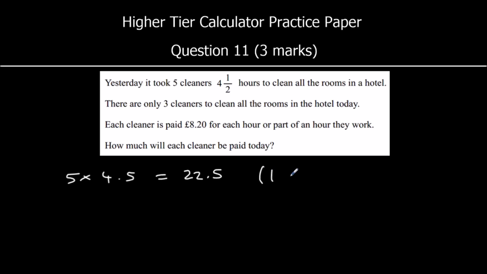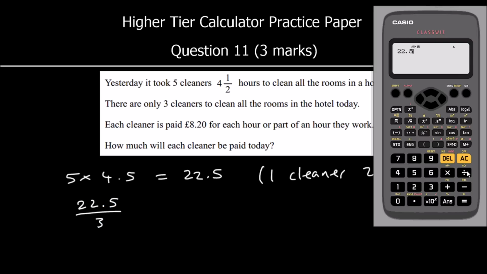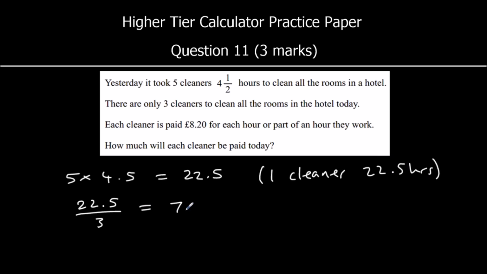It would take one cleaner 22.5 hours. But we've got 3 cleaners, so we can share that work, 22.5, between the 3 cleaners, and that's 7.5. 7.5 hours per cleaner.